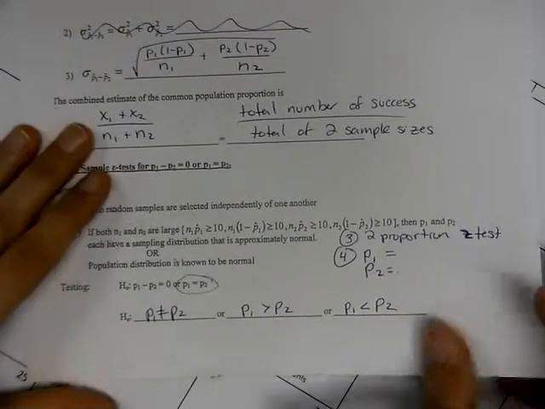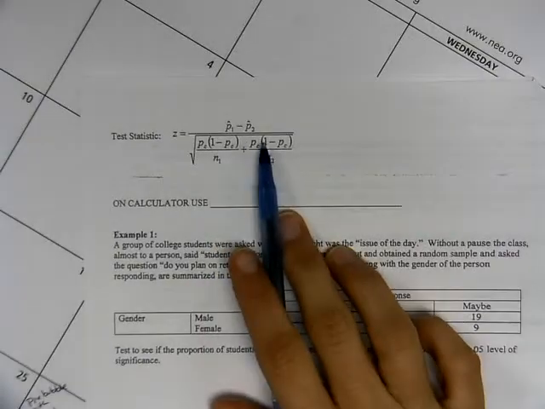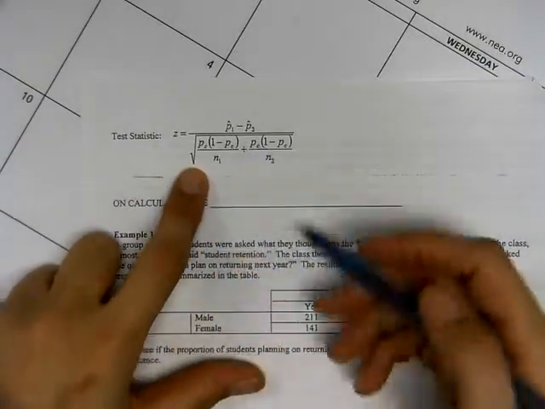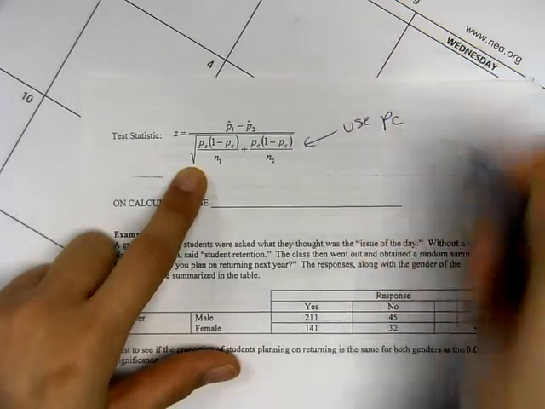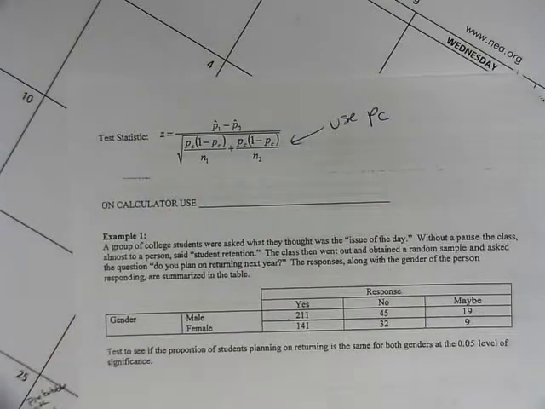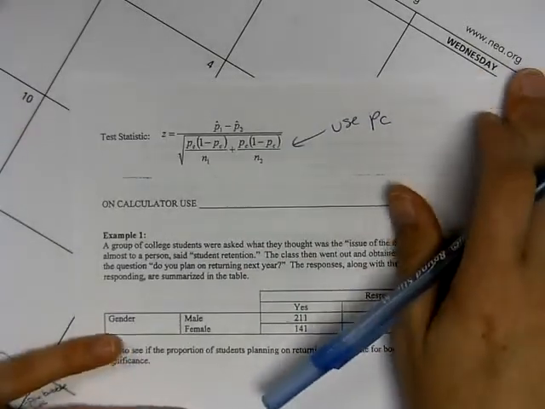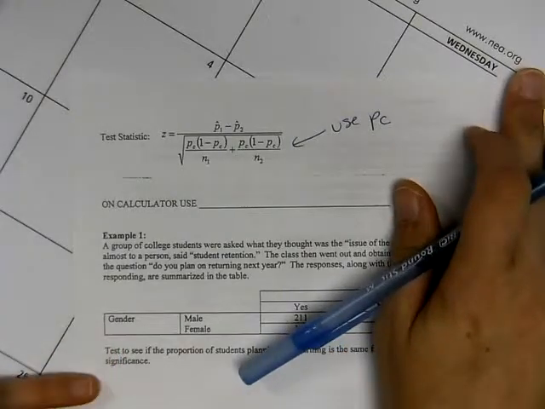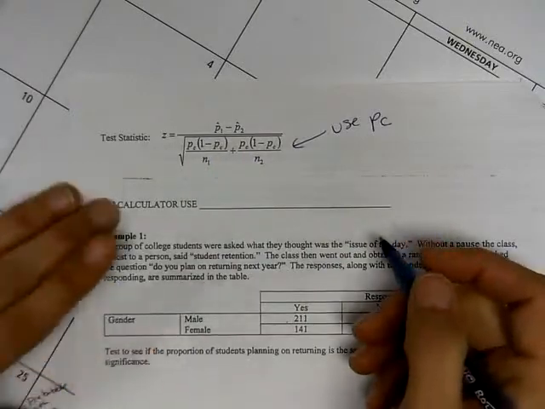Okay, so the test statistic is P hat 1 minus P hat 2. Notice the difference here. We have to use P sub C for our denominator, because we won't have a hypothesized value, and we don't know the true population parameters. So instead of using P hat 1, P hat 2, you use P sub C.